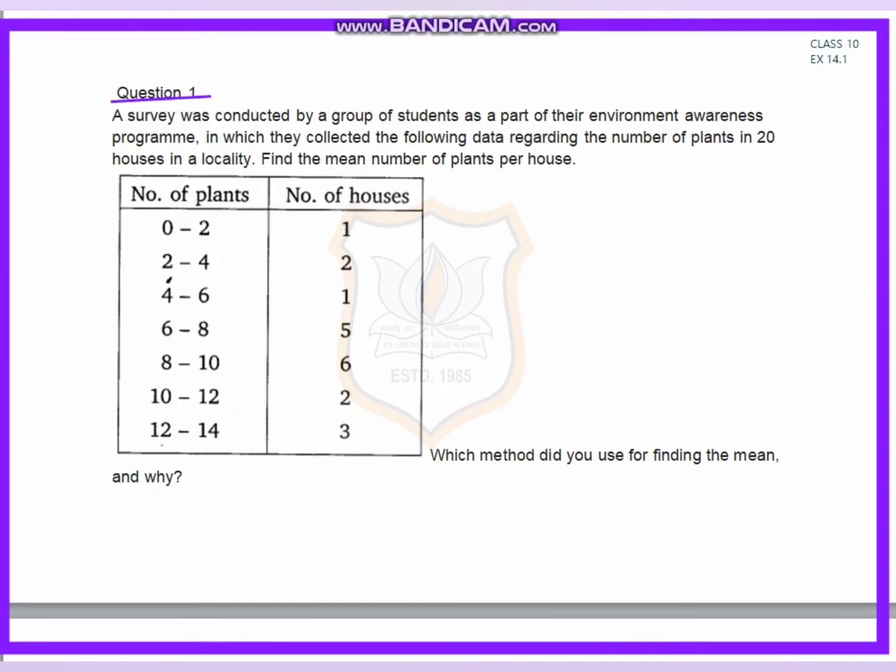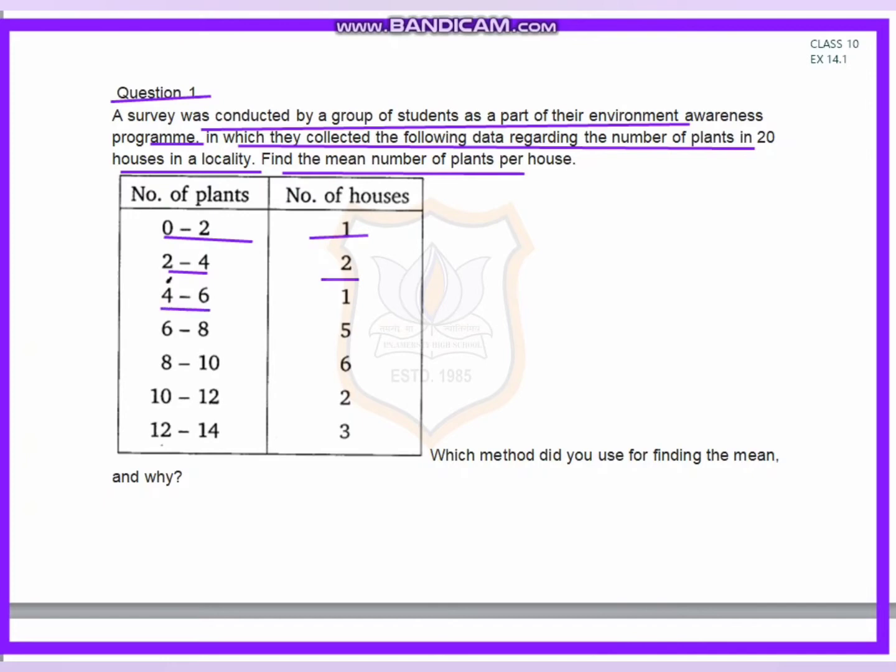Question number 1. A survey was conducted by a group of students as part of an environment awareness program. They collected the following data: number of plants in 20 houses in a locality. Find the mean number of plants per house. Number of plants 0 to 2 has 1 house, 2 to 4 has 2 houses, 4 to 6 has 1 house, 6 to 8 has 5 houses, 8 to 10 has 6 houses, 10 to 12 has 2 houses and 12 to 14 has 3 houses.